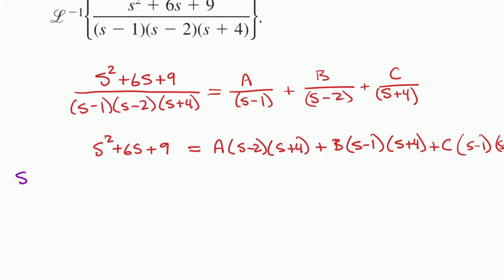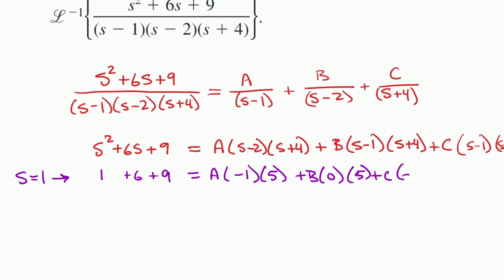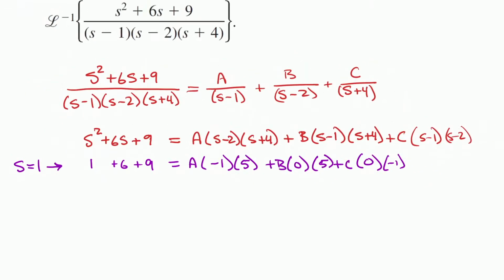Plug in the values that will make each of those three denominators equal to 0. So if I plug in s equals 1, watch what happens. I get 1 plus 6 plus 9 on the left is equal to a times negative 1 times 5 plus b times 0 times 5 plus c times negative 1 times 0. Whoa, wait, sorry. I think I have that backwards. C times 0 times negative 1. There it is.